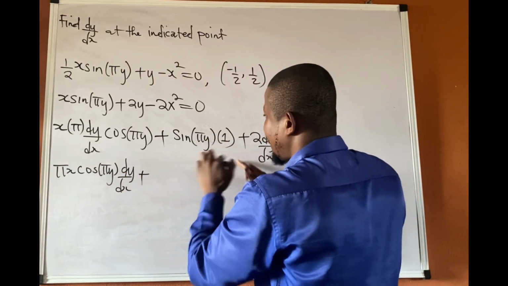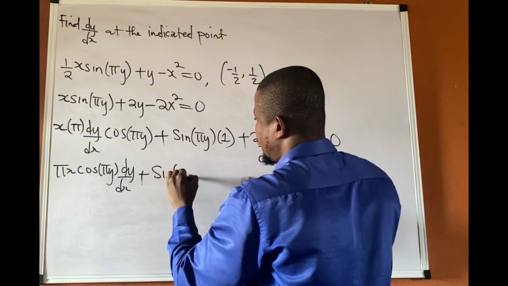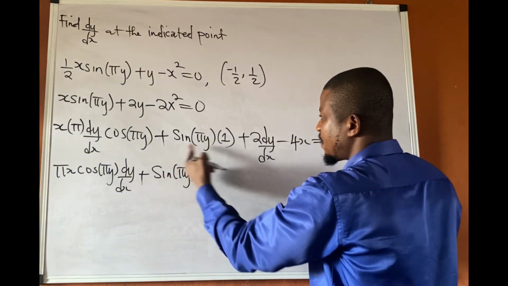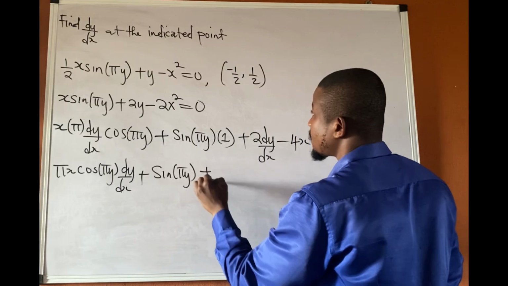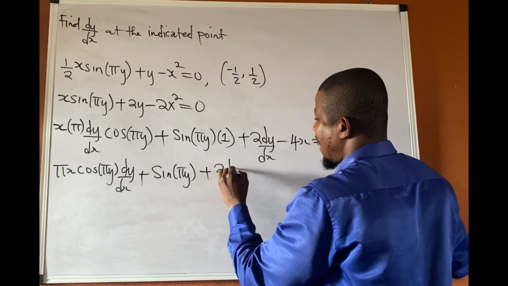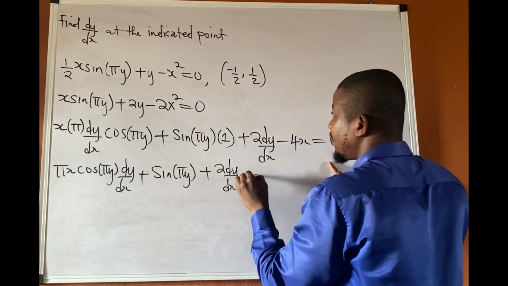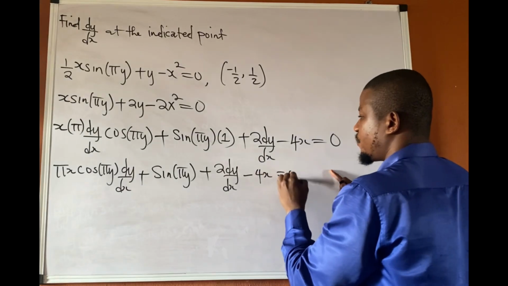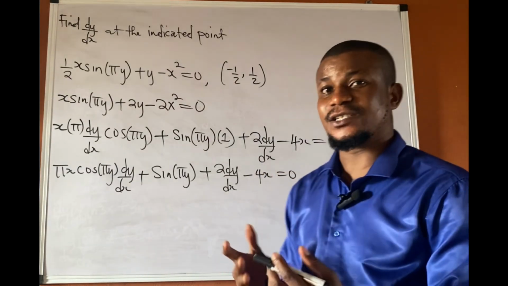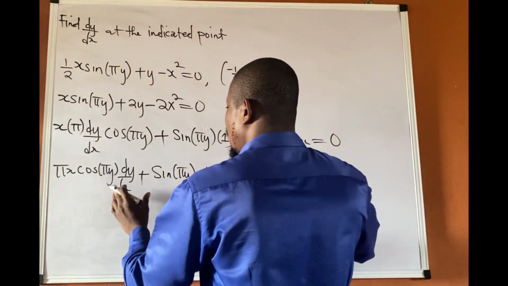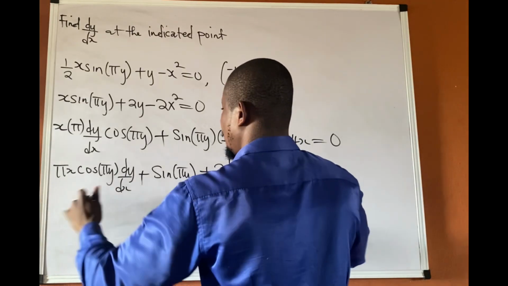Plus, when I multiply this, I have sine pi y, because this times this is still the same thing, plus 2 dy/dx, then minus 4x equal to 0. The next thing is to collect your like terms. So all the values with dy/dx should be on the left hand side.